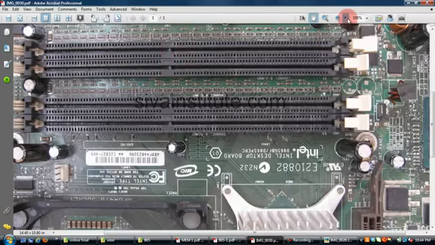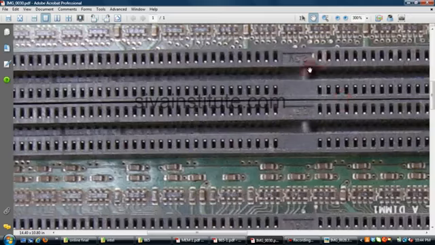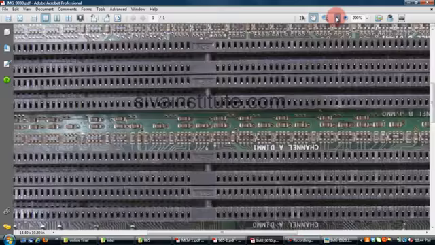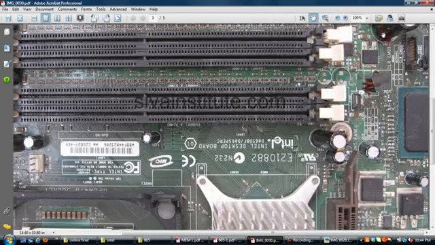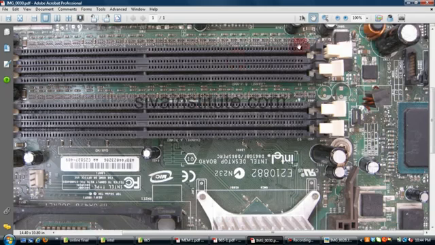See here, 2.5 volts. This is 2.5 volts. If there is no voltage at this point, you should check these regulators. These are termination resistors. You should check whether 1.22 volts is there or not. If there is no voltage at this point, a memory fault will appear.